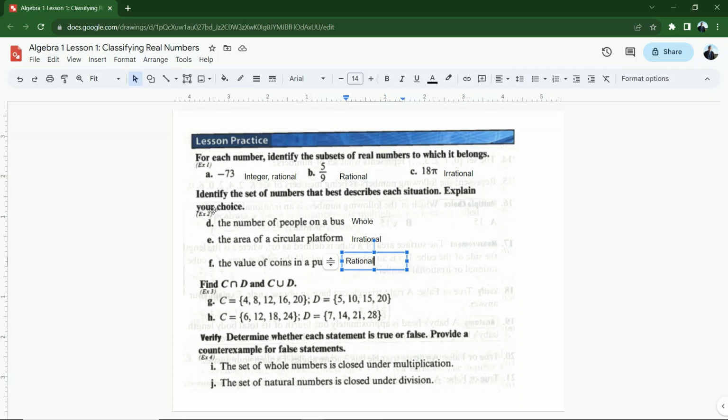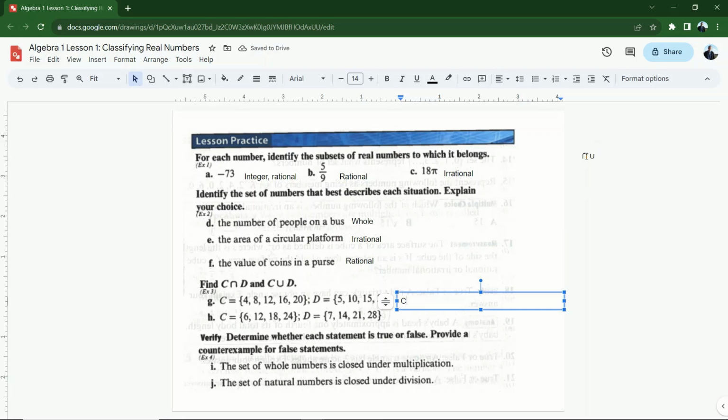So you could explain that it could be a whole number, but you'd have to explain it. All right, so for letters G and H, I'm asked to find C intersect D and C union D for each of these. I brought in my intersect and union characters that I'm going to use to answer these questions. So the first thing I'm going to do is create a text box, and we're going to do, first of all, C, and we'll choose to do intersect first.